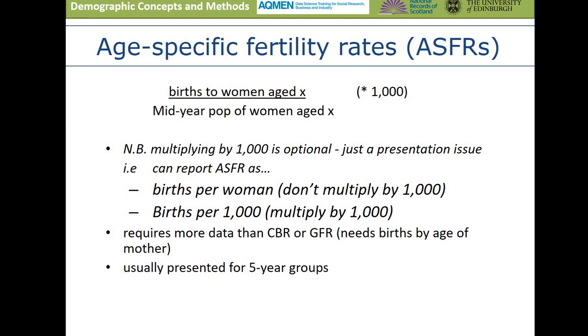So this requires more data than a crude birth rate or a general fertility rate. We need births by the age of mother, and we also need population data with age and sex detail. Often these are presented for 5-year age groups, but equally they can be calculated for single years of age.